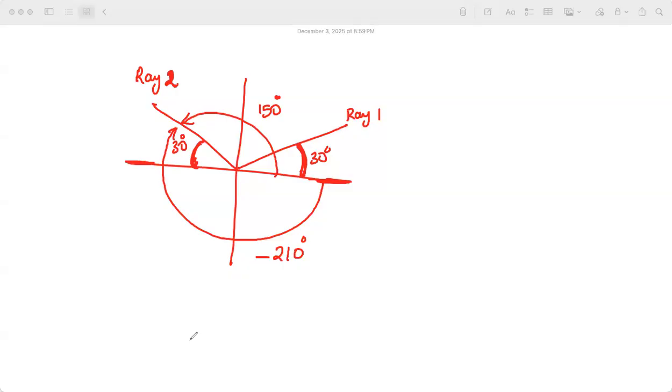Wait, Miss Priya, if that was 150 degrees, then that would be negative 30 degrees, right? If this was 150 degrees, this is negative 30, you mean? No, the other one. Which one? This one? Yeah.